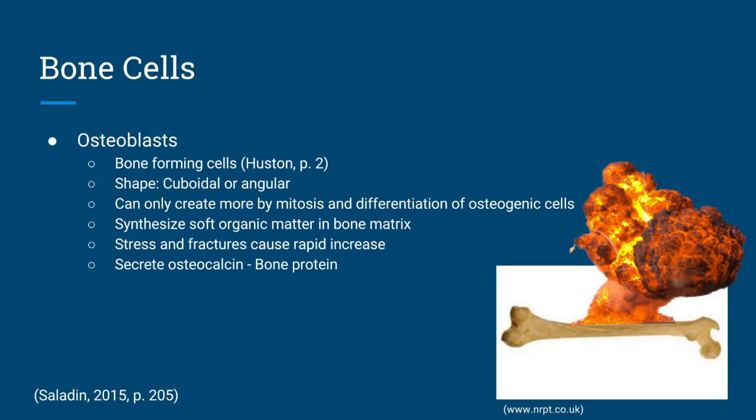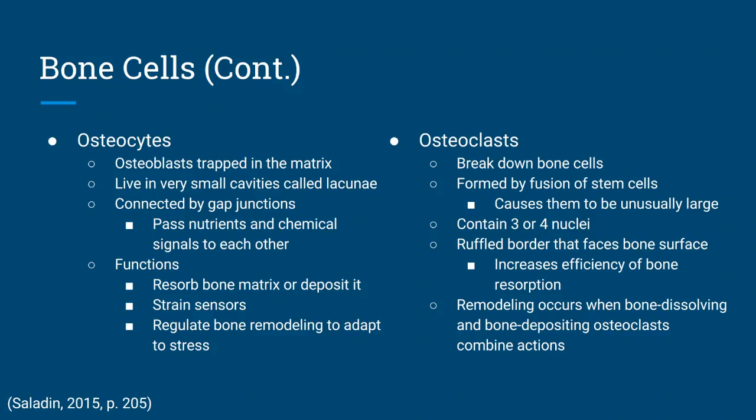First off, we have osteoblasts, which are bone-forming cells. Their shape is either cuboidal or angular. They're created by mitosis and the differentiation of osteogenic cells. They synthesize soft organic matter in the bone matrix. Stress and fractures cause rapid increase in osteoblasts. They secrete osteocalcin, which is a bone protein.